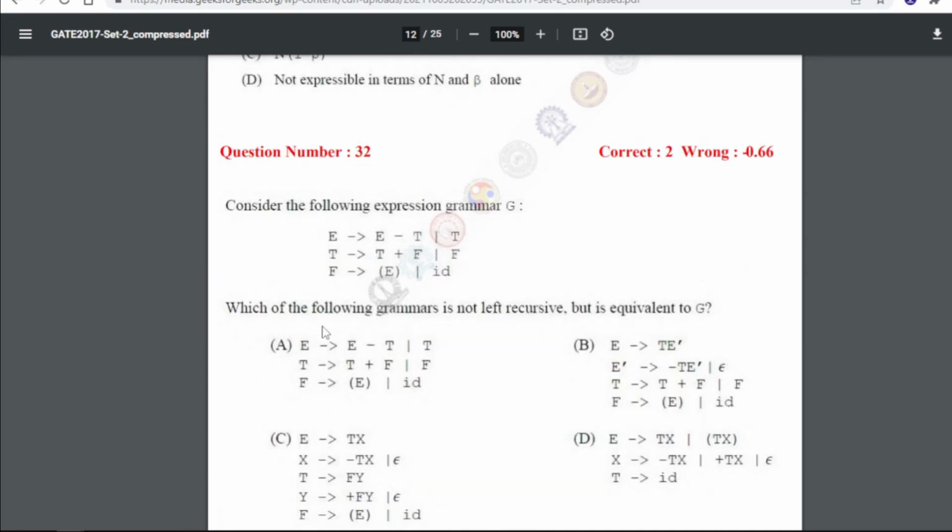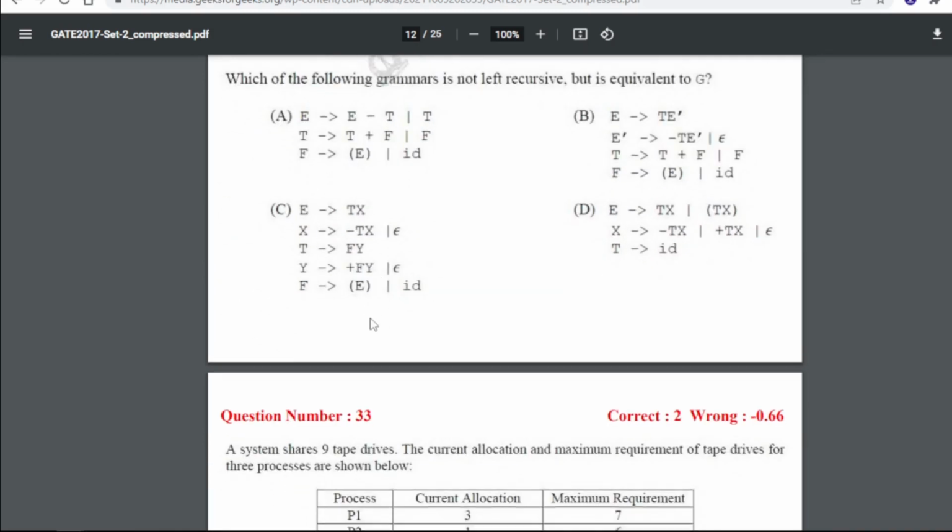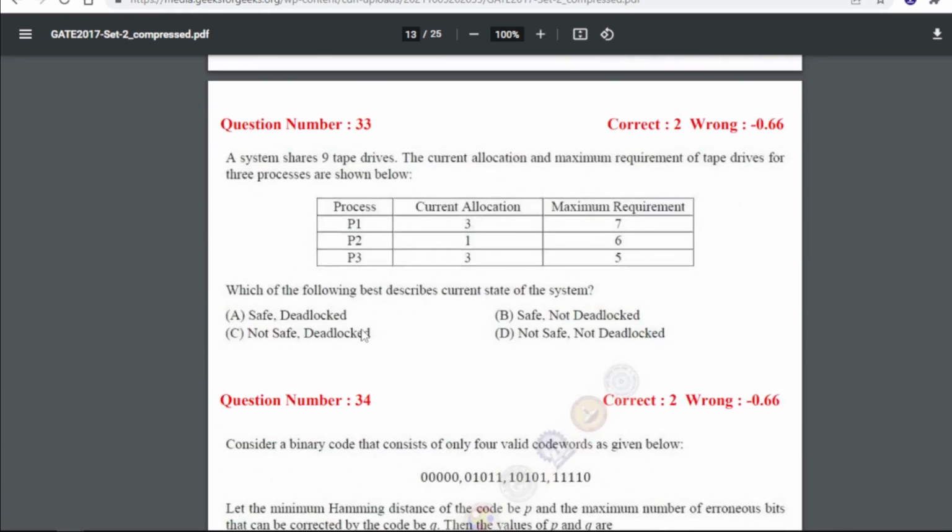Now consider the following expression grammar G. Which of the following grammars is not left recursive but is equivalent to G? So for 32 our answer will be C, that is this one, the expression. 33: a system has 9 tape drives. The current allocation and maximum requirement of tape drives for three processes are shown below: P1, P2 and P3. Now for 33 our answer will be B, that is safe and not deadlocked. That is basically the state of the system.